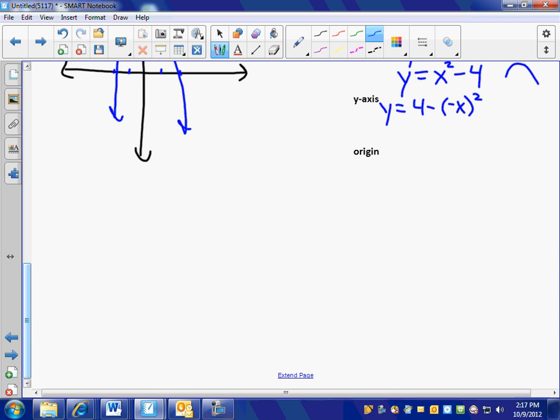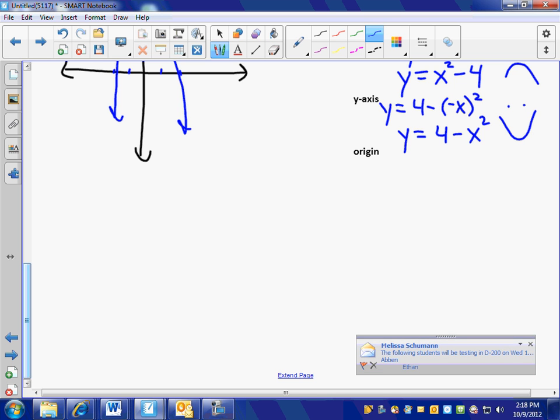How many negatives do I have here? 3. 1, 2 because of the squared, and 3. So is the final result going to be positive or negative here? Negative. So as you can see, this becomes y equals 4 minus x squared. Is that the same as above? Yes. So is it symmetrical about the y-axis? Smiley face. Yay. What a good day.